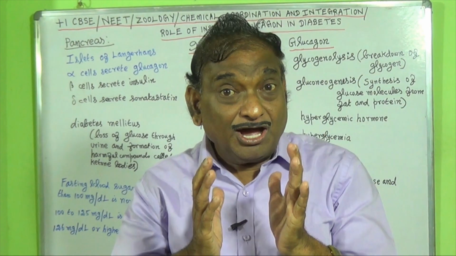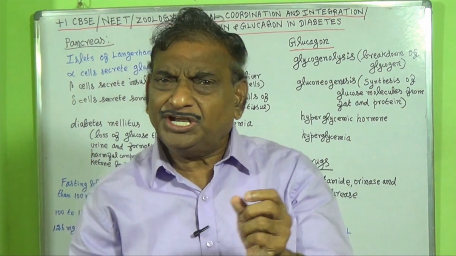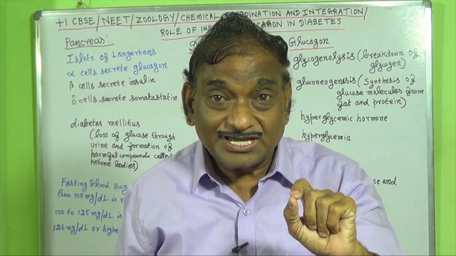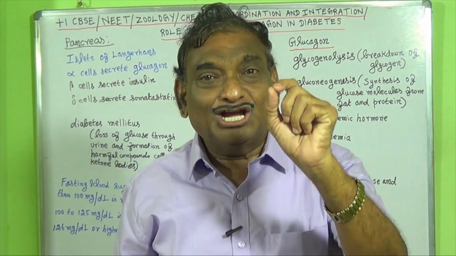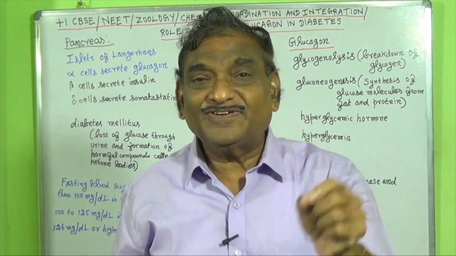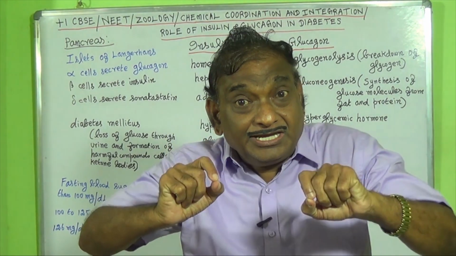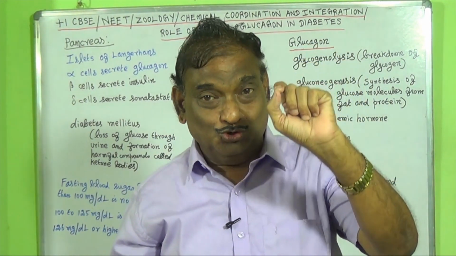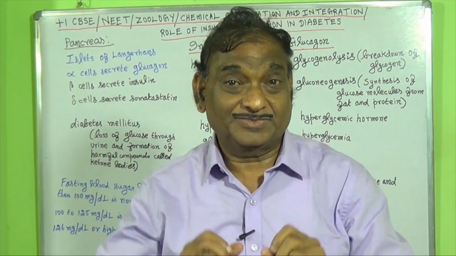This pancreas is a composite gland. Why is it called a composite gland? Because this pancreas acts as an exocrine gland as well as an endocrine gland. As an exocrine gland, it secretes the pancreatic juice, that is pancreatic enzyme.